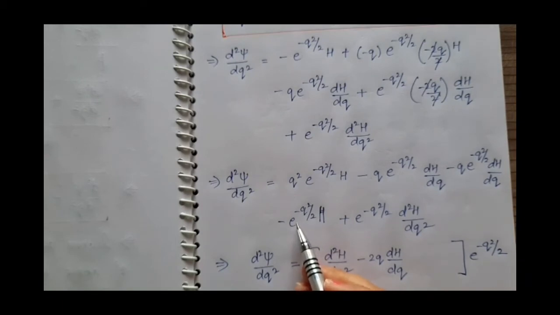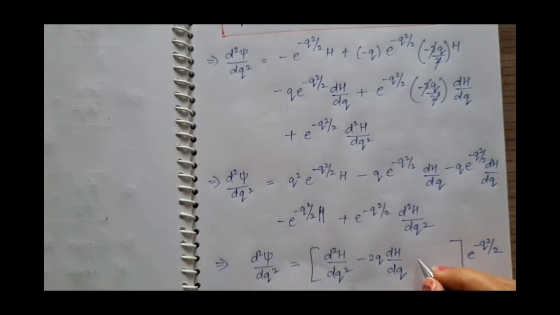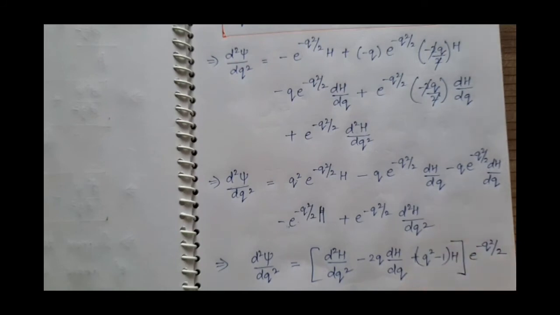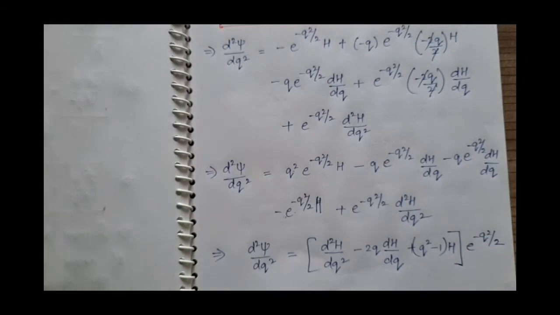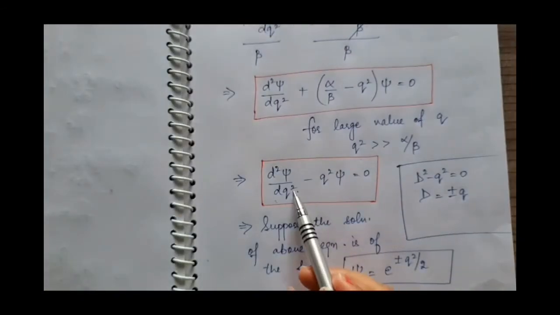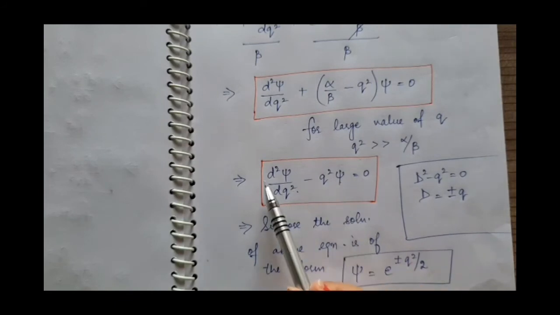And here we will have q square minus 1, so plus q square minus 1 h. So this will be the equation. Now put this value of d square psi by dq square in terms of dh by dq in this equation. Put the value of psi in terms of h and put the value of d square psi by dq square in terms of dh by dq in this equation.